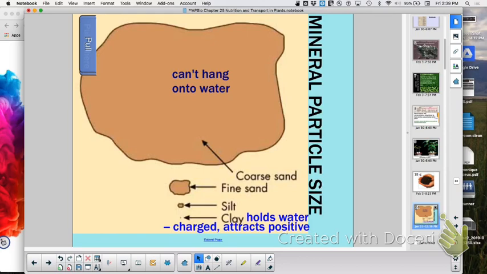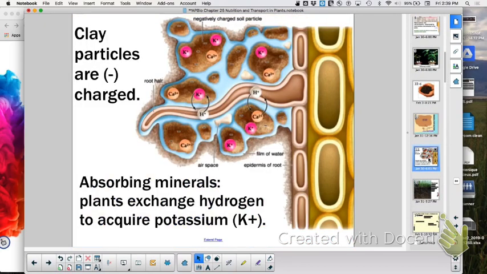Clay can be very good because it can hang on to some of the minerals that you need. We looked at this. If clay particles are charged negatively, then they can hang on to positive ions. And then remember when we talked about the proton pump?